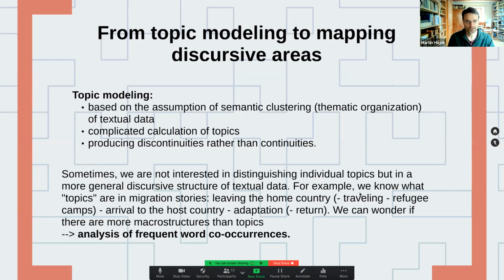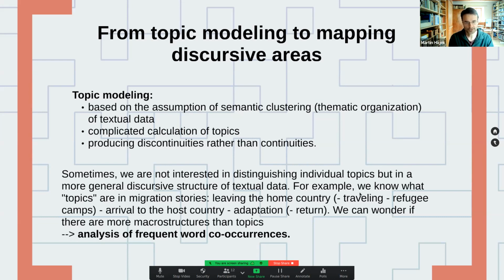And the third thing that is not comfortable for me is that the results of topic modeling are discrete topics. It looks for discrete entities, topics, for discontinuities, not continuities. And I think that in text there are more often continuities than discontinuities.